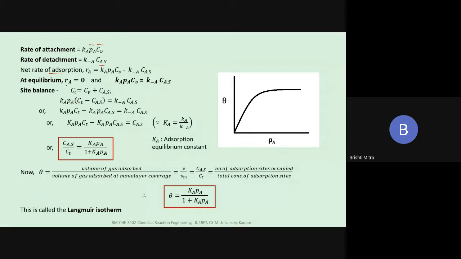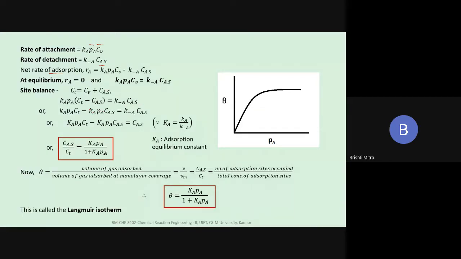Now if I look at the site balance, what do I have? The total concentration of sites is equal to the number of vacant sites plus the number of occupied sites. And I can write this rate at equilibrium. We had seen that the rate of adsorption is equal to the rate of desorption. That means ka P_A, and instead of C_V, I'm writing it in terms of C_T minus C_A·S. We got this expression from the site balance. And this is equal to k_minus_A C_A·S.